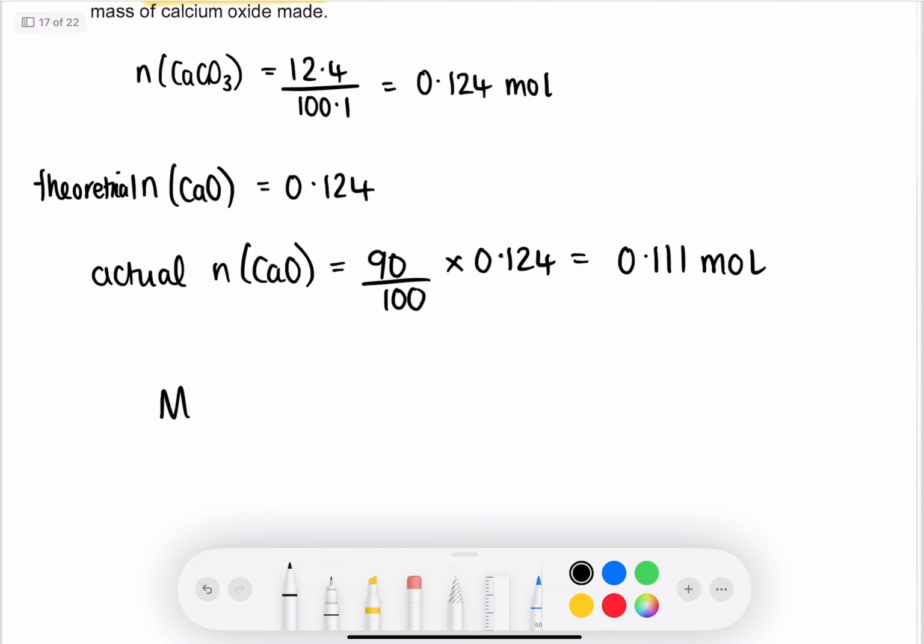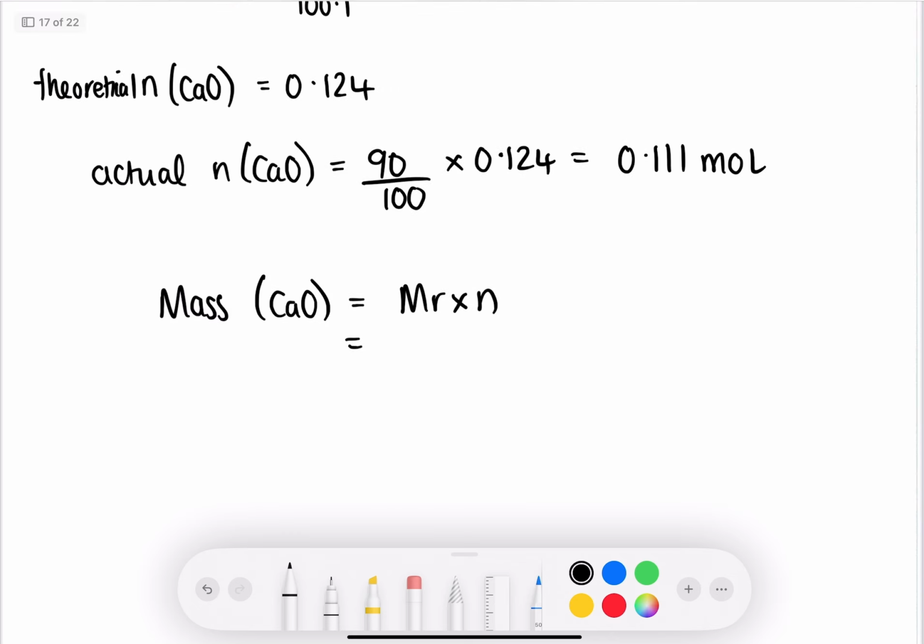So then we finish the question off with mass is Mr times moles. And we add up the MR of calcium oxide, keeping it all on our calculator, and we get 6.25 grams.